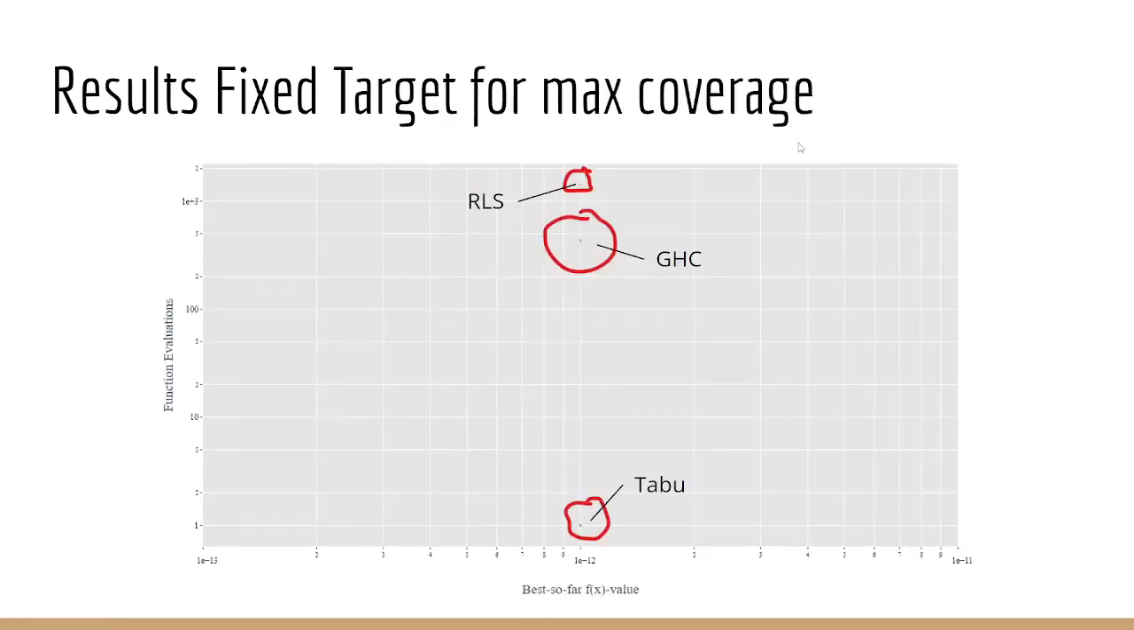Now here are the results for the fixed target for the max coverage problem. In the max coverage problem, it changes, with the taboo list needing a lower number of evaluations to reach the same solutions as the randomized local search and the greedy hill climber. Now, there's an issue with the actual iWedge profiler platform in this instance, where it only generated one data set for the actual evaluations. So this is what we have to work with.